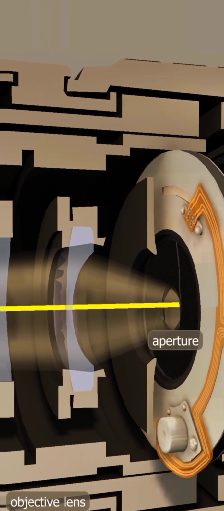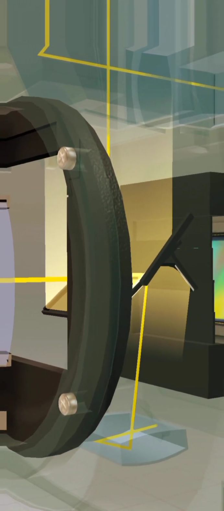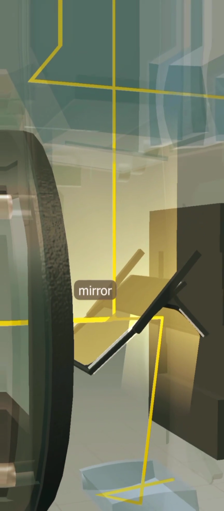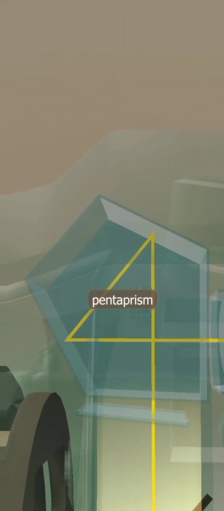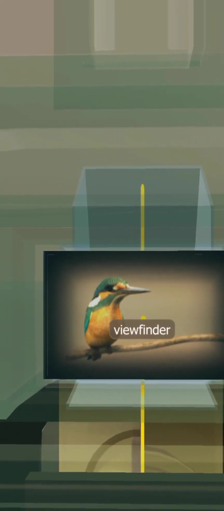In single-lens reflex cameras, after light passes through the aperture, it reaches a mirror positioned at an angle to reflect it through a pentaprism to the viewfinder. The pentaprism ensures that the image we see in the viewfinder is not upside down. Some cameras have a semi-transparent mirror with a secondary mirror behind it that is perpendicular to it.